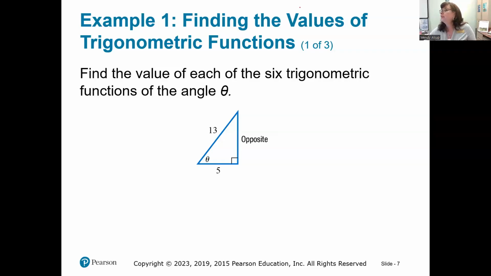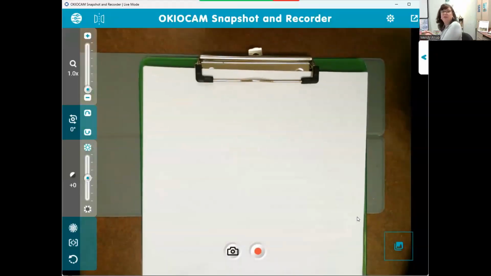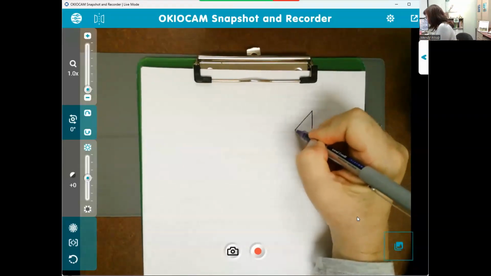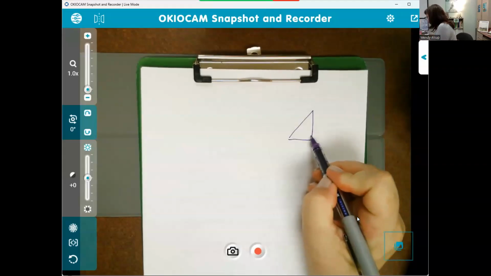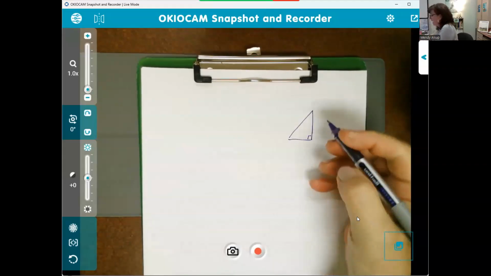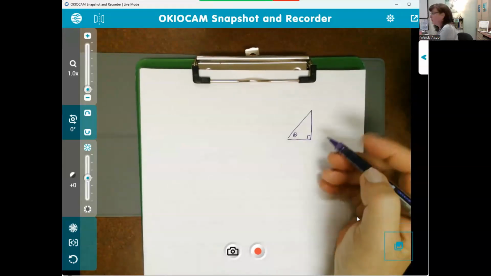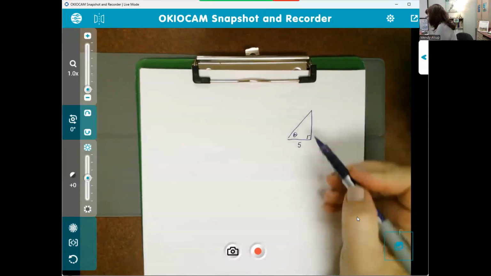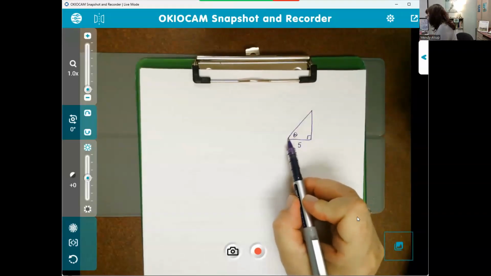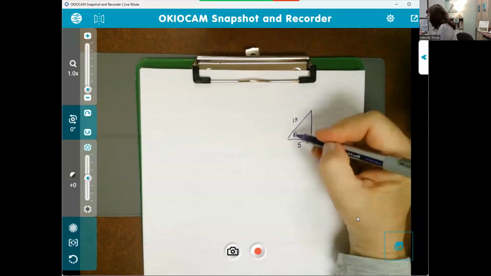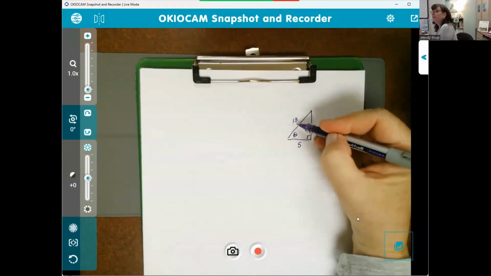Now, let me switch my screen to my paper here because I find it just infinitely easier to write on this. So let's find all of our trig values here. If I'm given a right triangle, okay, there's the right angle on my triangle. I have some angle theta, and I know that the base, or the side touching theta, was 5, and I was given that the hypotenuse, the side opposite the right angle, was 13.